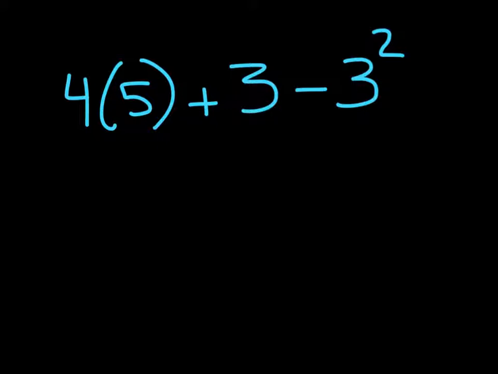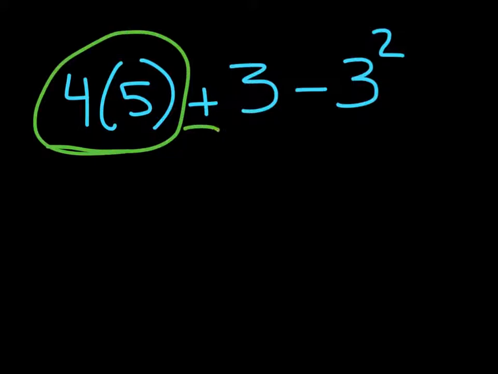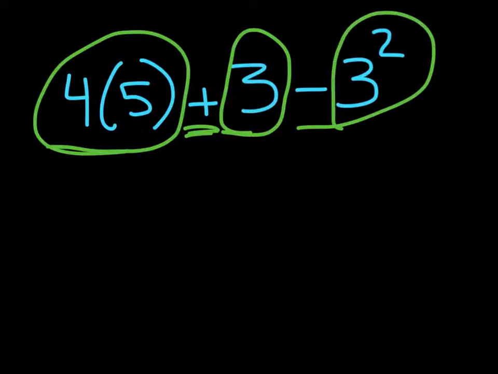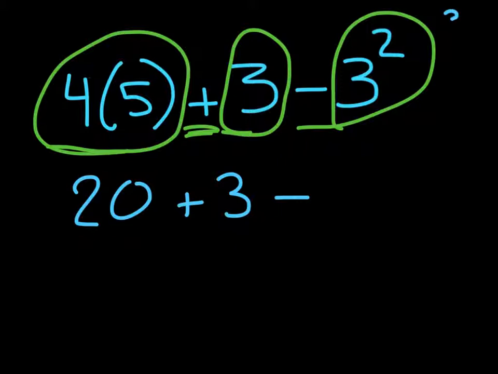All right, doing this problem, some people talked about or learned circling the terms. See these plus and minus signs? Since I do those last, sometimes it's a good idea to circle everything except for the plus and minus signs. And then 4 times 5 is 20, plus 3 minus 3 to the second power. Remember, that means 3 times 3, not 3 plus 3, not 3 times 2. So that's going to be 9.